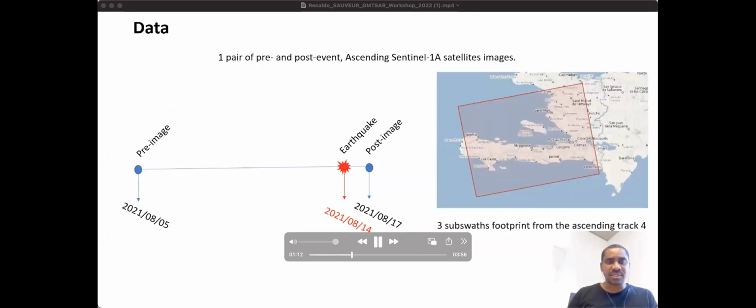Now, to conduct this study, I considered one pair of pre- and post-event ascending Sentinel-1A satellite images. The pre-event image was acquired on August 5th, and the post-event image was acquired on August 17th. The earthquake happened in between, on August 14. On the right image, I show you the merged three-subswath footprint from the ascending track 4 that we used.